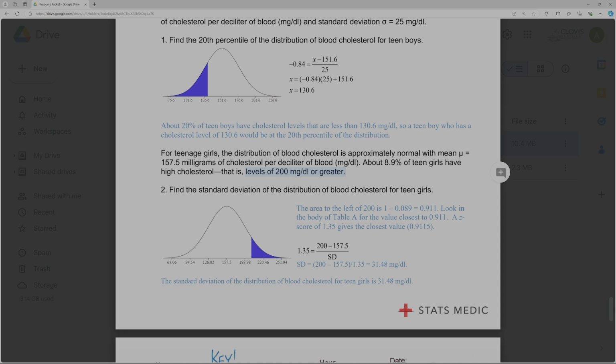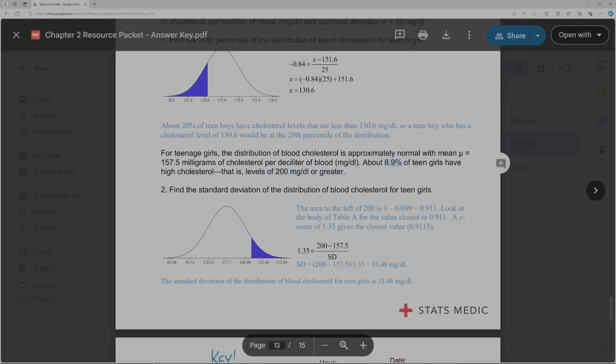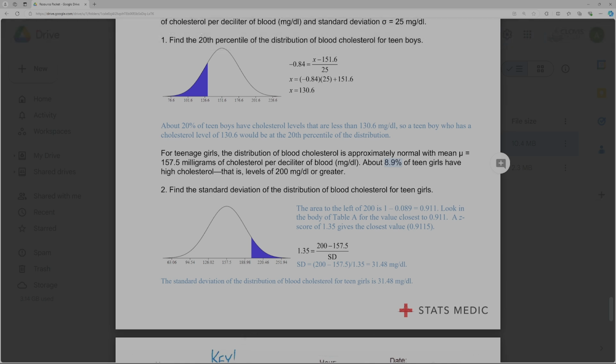However, table A only does area to the left. So we're going to subtract that 8.9% from 100, which is 91.1%. And then you have to look within table A to find out what z value corresponds with 0.911, or the closest number to 0.911. So looking in table A, that gives you a value of 1.35. We knew our value of high cholesterol. We knew our mean, and we just have to solve backwards to find the standard deviation.